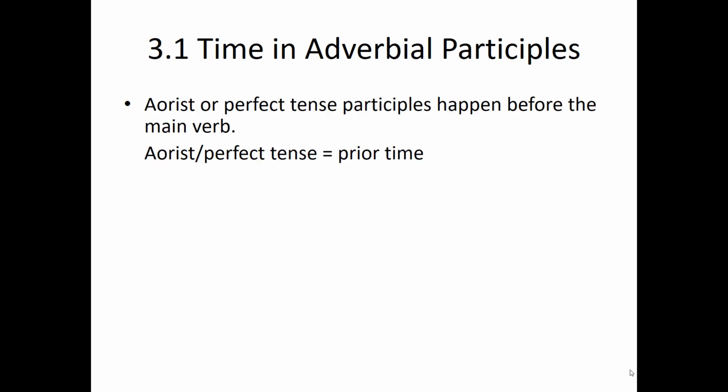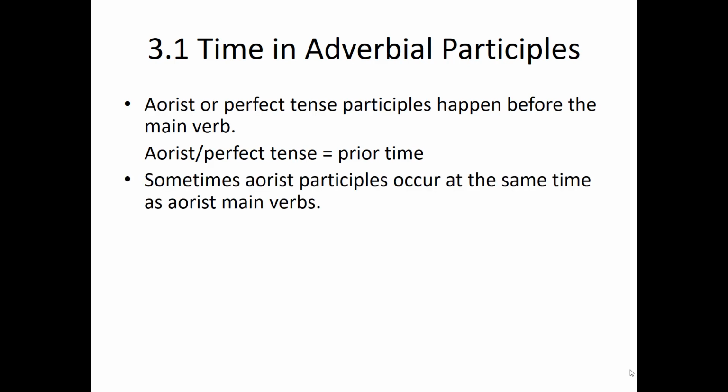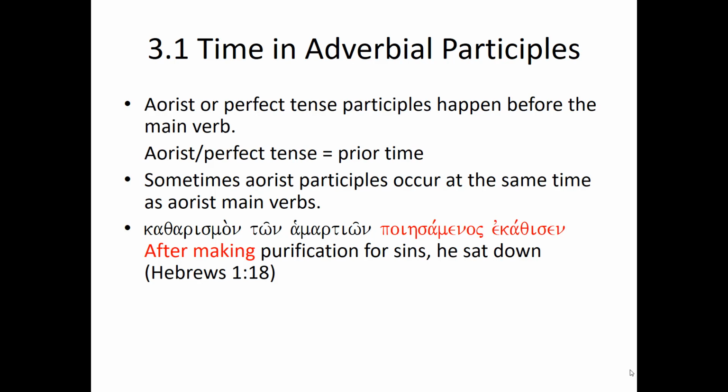Aorist or perfect tense participles happen before the main verb, prior time. Occasionally, you will see an exception where the aorist participle happens at the same time as an aorist main verb. So we'll look at one of each of these. Here's one where the aorist participle happens before the main verb. Katharismon ton hamartion poiesamenos ekathisen. After making purification for sins, he sat down.